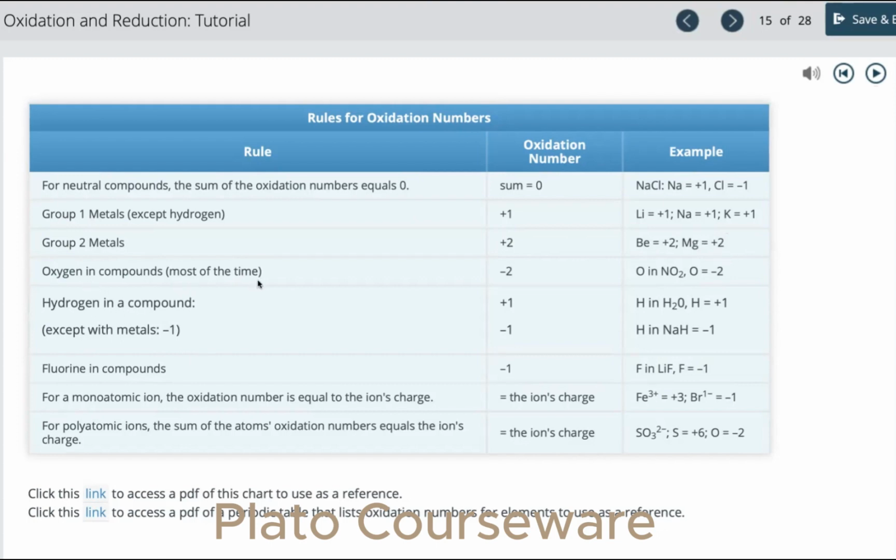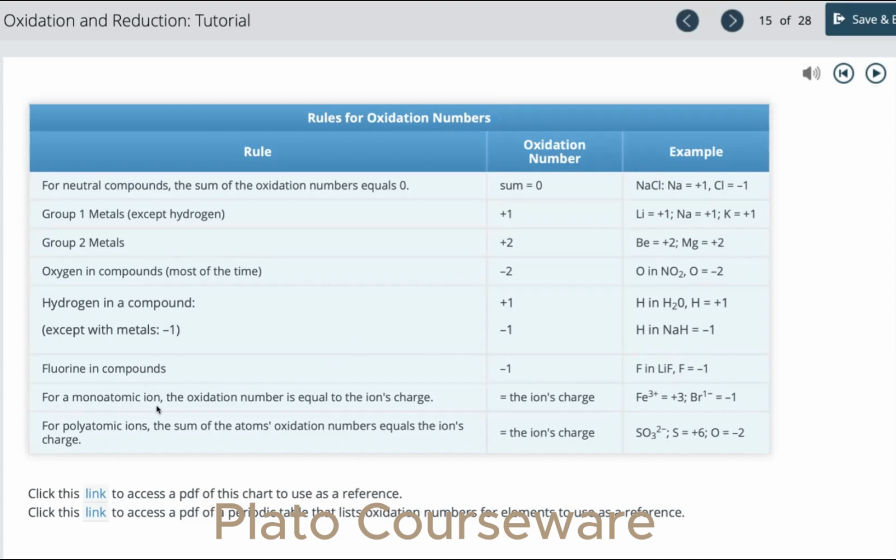Oxygen in compounds most of the time is negative 2. So in NO2, the oxygen is negative 2. Hydrogen in a compound most of the time is positive 1. But if in a compound with metals, it's negative 1. So H2O, the H is plus 1. NaH, the H is negative 1. Fluorine in compounds is negative 1 charged. F in lithium fluoride, F is negative 1. And as we know, the one on the right side is normally the negative charge.